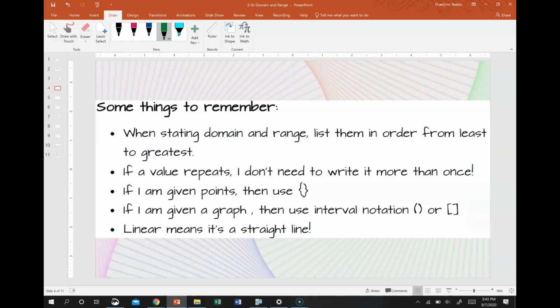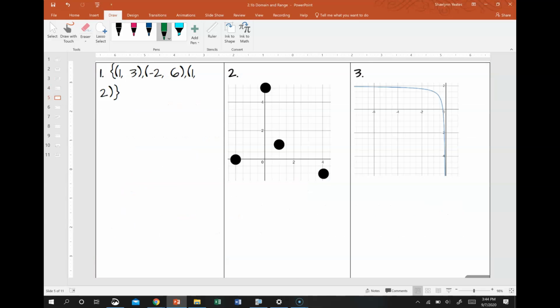Okay, so some things to remember. When stating domain and range, list them in order from smallest to greatest numbers. Okay, it doesn't matter when they show up. I just want them in order from smallest to biggest. If the value repeats, note you only need to write it once. Okay? If I'm given points, then we use the little squirrely brackets. If we're given a graph, then we're going to use interval notation using parentheses and brackets. Okay, linear just means it's a straight line. So if we were to graph it, would it look like a straight line? That's it. That's all it means. So right here, we're deciding what the domain is, what the range is, and then we're deciding if it's linear.